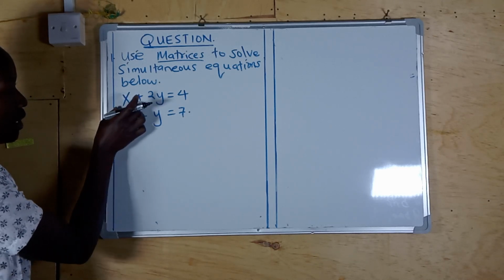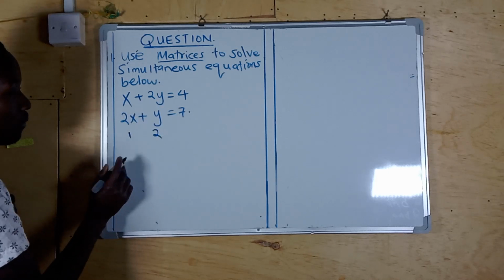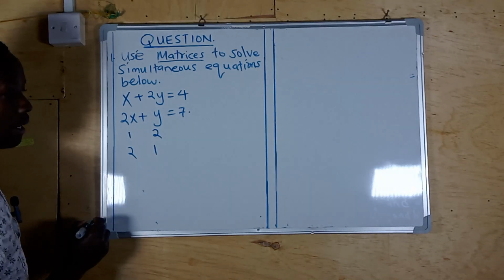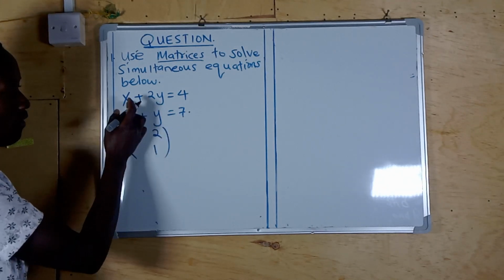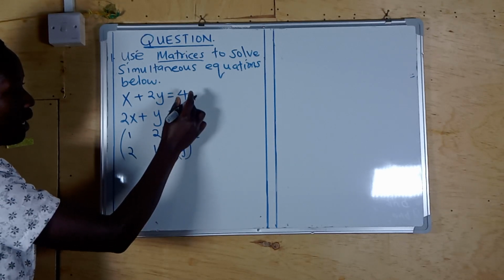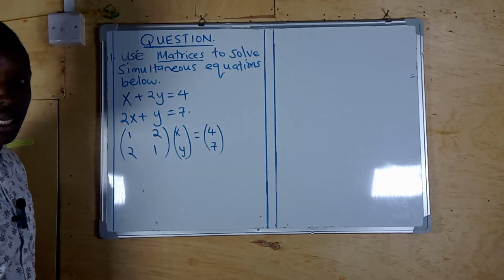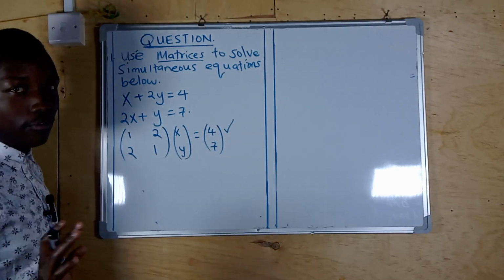We take the coefficients of x first, that is 1, then 2, 2, and 1. So 1, 2, 2, and 1. Then our variables are x, y, and then our solutions are 4 and 7. So that is the first step. We write our equation in matrix form.